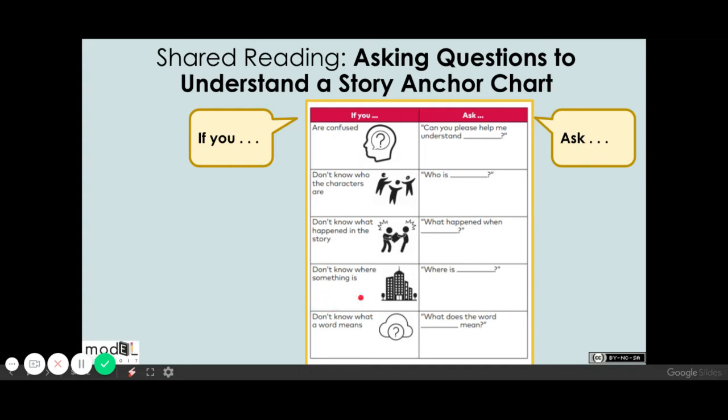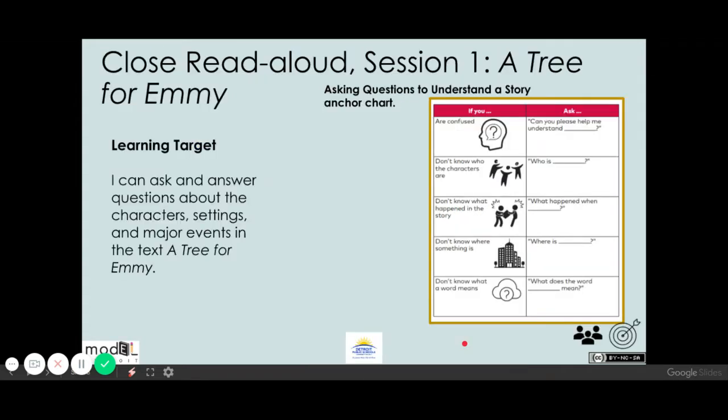If you don't know where something is in the story, you can ask, where is that? Where is blank? And lastly, if you don't know what a word means when we're reading, you can always ask, what does that word mean? What does the word blank mean? So this is a chart we're going to be using to try to remember what kinds of questions we can ask if we want to better understand our story.